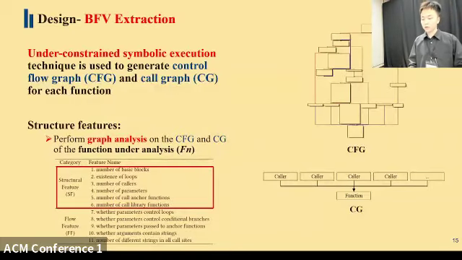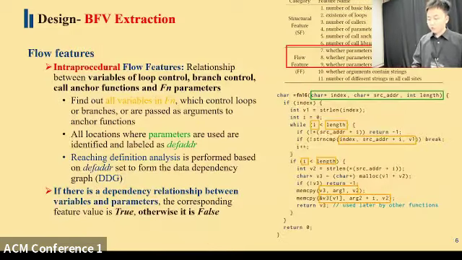To extract these features, we leverage the under-constrained symbolic execution technique to generate the control flow graph and call graph for each function. Then we perform graph analysis on the control flow graph and call graph of the function to extract structure features. For flow features, we divide them into intra-procedural and inter-procedural extraction.